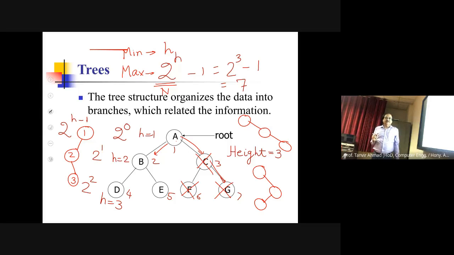Okay. Now I'll make further additions to this. How much time you require to reach any node of a tree is equal to h.